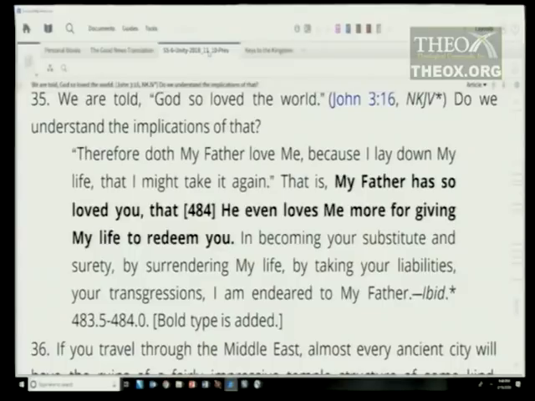From Desire of Ages, page 483. Therefore doth my Father love me, because I lay down my life, that I might take it again. That is, my Father has so loved you that he even loves me more for giving my life to redeem you. These are the words of Jesus. In becoming your substitute and surety, by surrendering my life, by taking your liabilities, your transgressions, I am endeared to my Father.